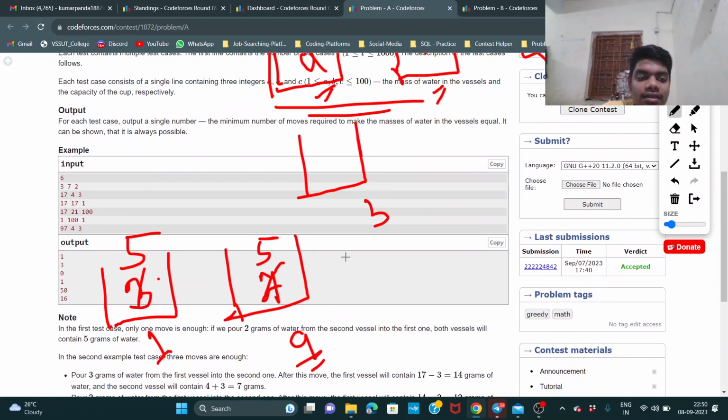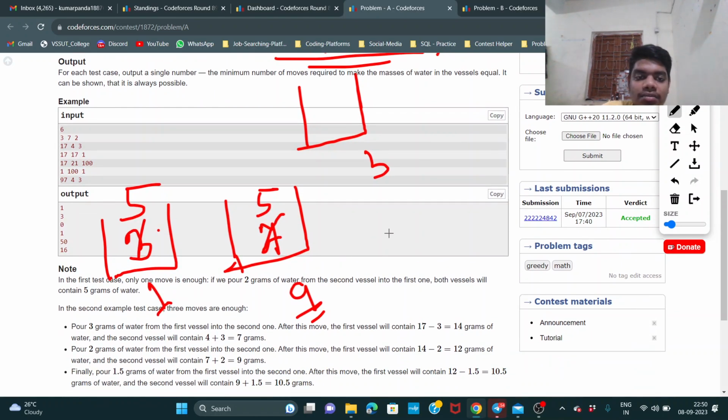Let's take another example. There is one case: every time you won't find that the levels become equal in integer moves. Let me think, I think this example is good.